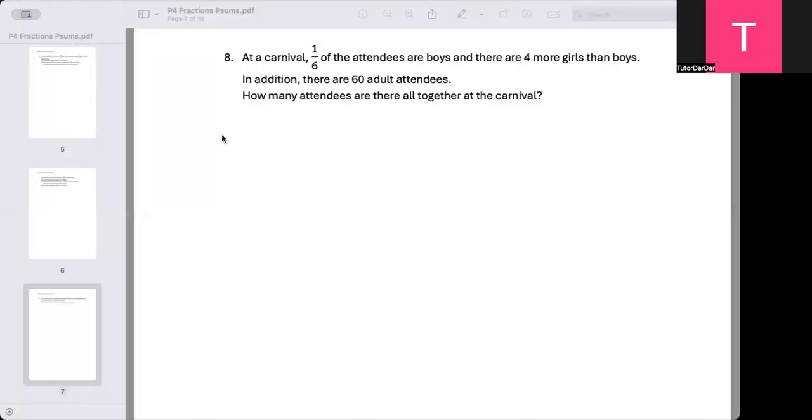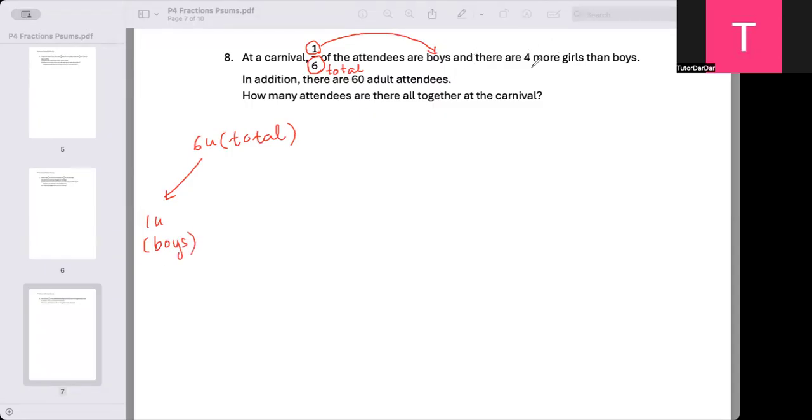At a carnival, 1/6 of the attendees are boys. 1/6: 6 is going to be the total, and the 1 refers to the boys. So this 6 is going to be 6 units, which is the total, and 1 unit is boys.